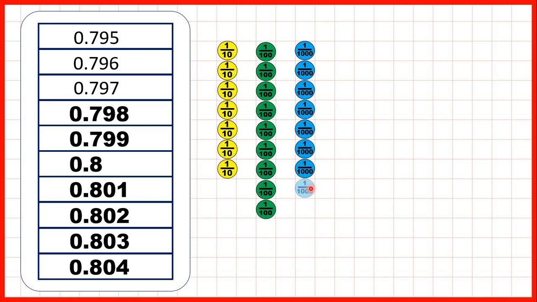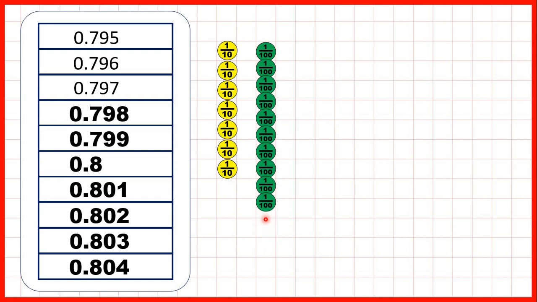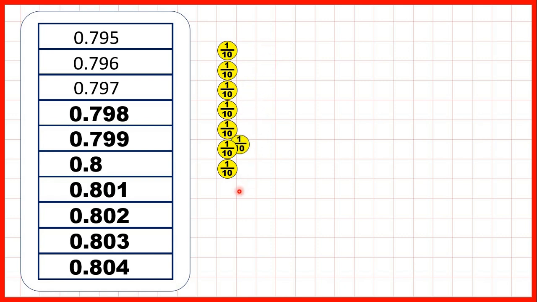If we keep on adding thousandths counters until we get to 10/1000ths, we can then exchange those 10/1000ths counters for 1/100th counter. So that means we have 7/10ths and 10/100ths. But remember, if we've got 10/100ths counters, we can exchange those for 1/10th counter, because 1/10th is the same size as 10/100ths. So then we just have 8/10ths counters, so that's why we can just write 0.8.